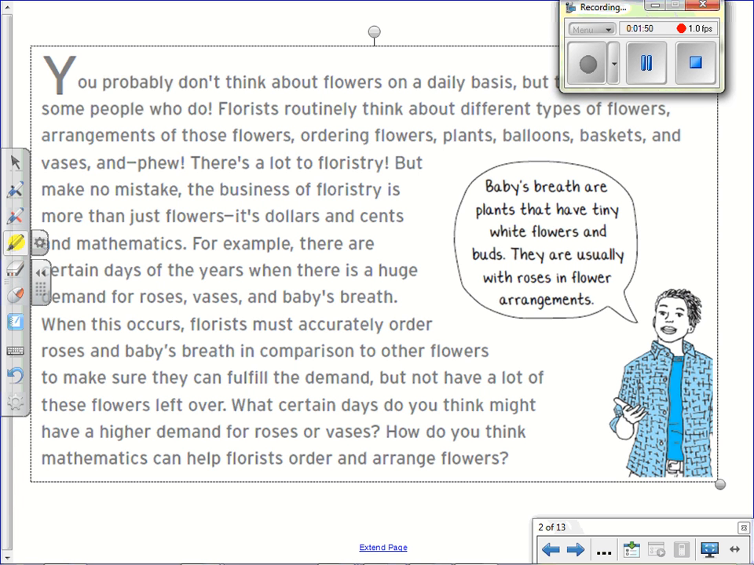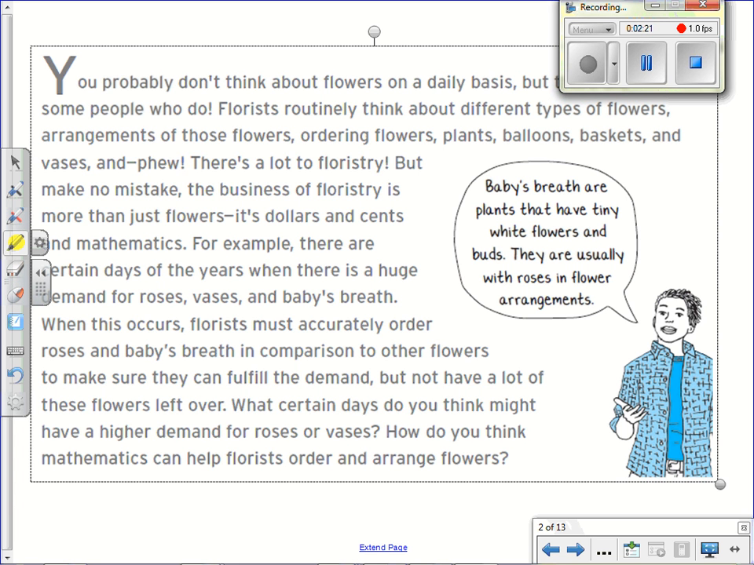What certain days do you think might have a higher demand for roses or vases? How do you think mathematics can help florists order and arrange flowers? Well, I'm assuming that you're sitting thinking about those kinds of days, and I would say probably the number one day to order flowers would be Valentine's Day, with maybe a close second of Mother's Day. These are the days that flowers are ordered most often because of girls, and girls like flowers.